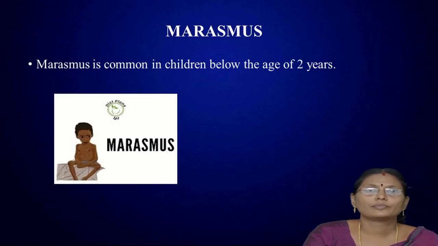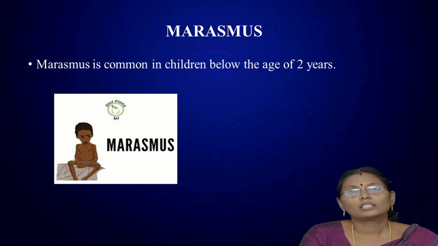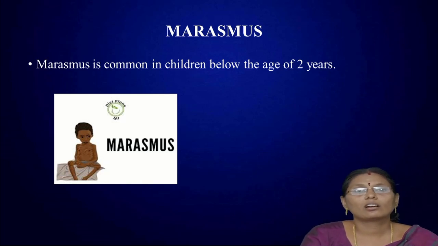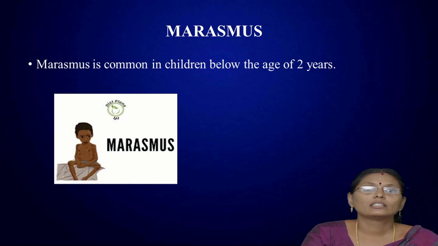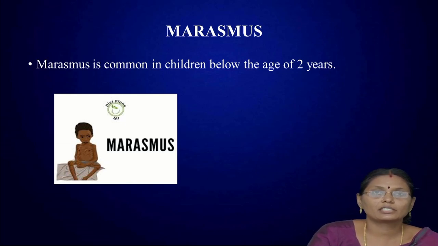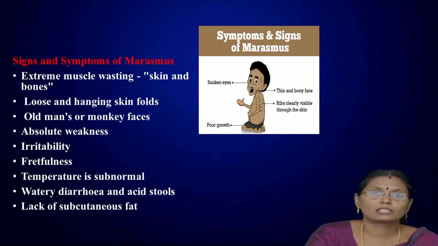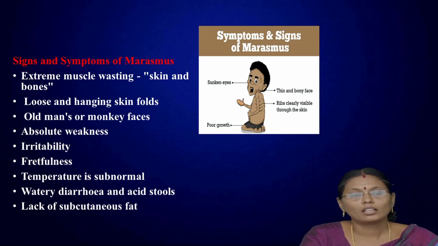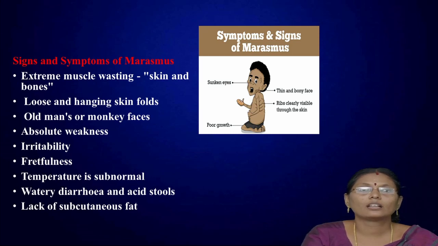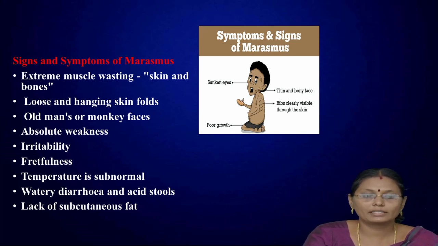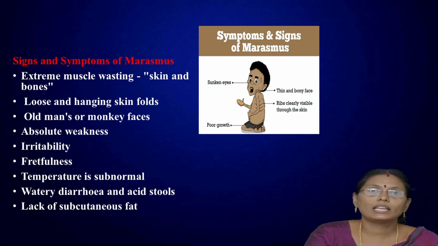In marasmus, children with low birth weight and inadequate breastfeeding, or early weaning, develop marasmus. It is a severe chronic energy deficiency. Clinical features: extreme muscle wasting, loose and hanging skin folds, old man or monkey's face, irritability, fretfulness, subnormal temperature, watery diarrhea and acid stool, and lack of subcutaneous fat.